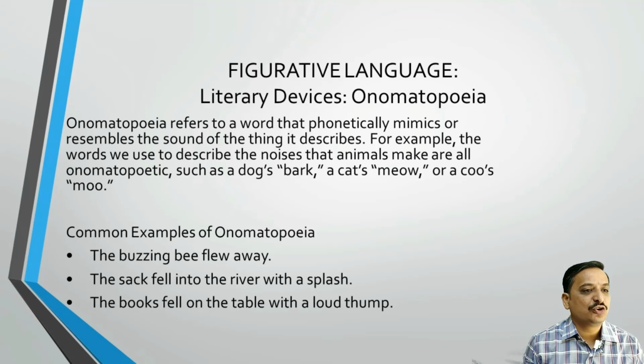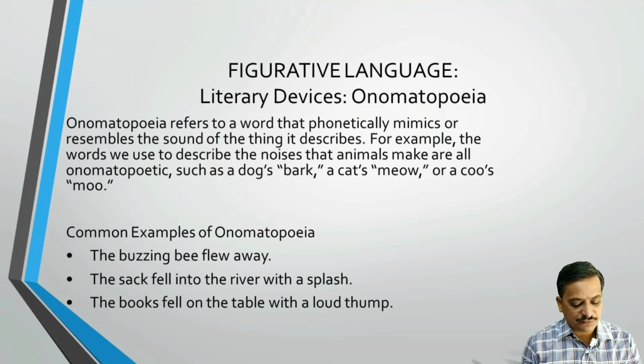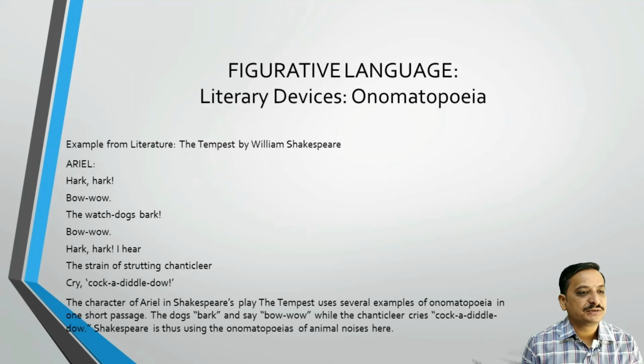Common examples of onomatopoeia: the buzzing bee flew away, the sack fell into the river with a splash, the books fell on the table with a loud thump. Examples of onomatopoeia from literature.